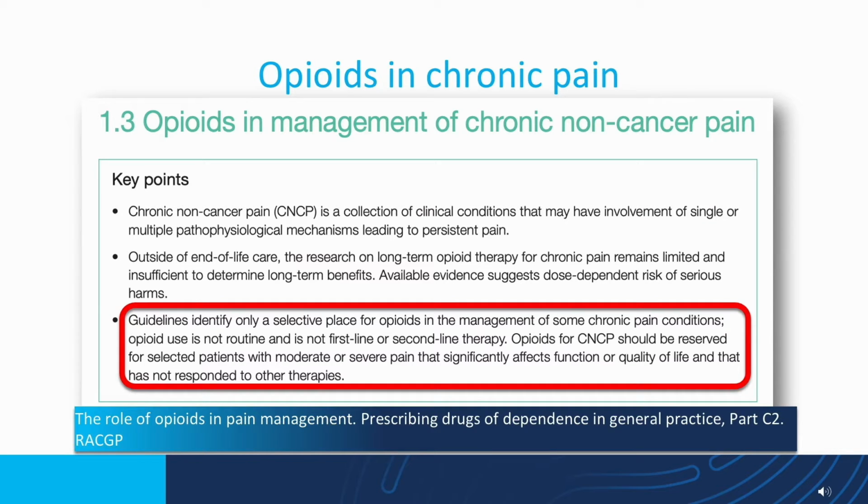This is from the role of opioids in GP document, the part two of the document. The same thing is said. Guidelines identify only a select place for opioids in the management of chronic pain conditions. Opioid is not routine and is not first-line or second-line therapy for chronic non-cancer pain. If you're going to use it, it should be in a select group of patients with moderate to severe pain where it affects their function and quality of life, and that has not responded to other therapies. So that's what the College of GPs currently recommends, a very small group of patients.